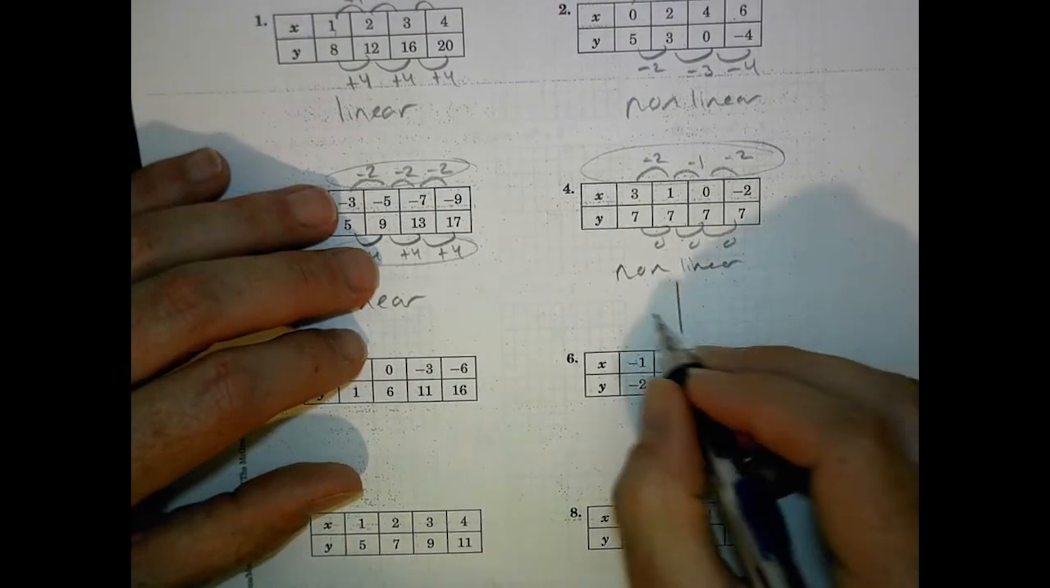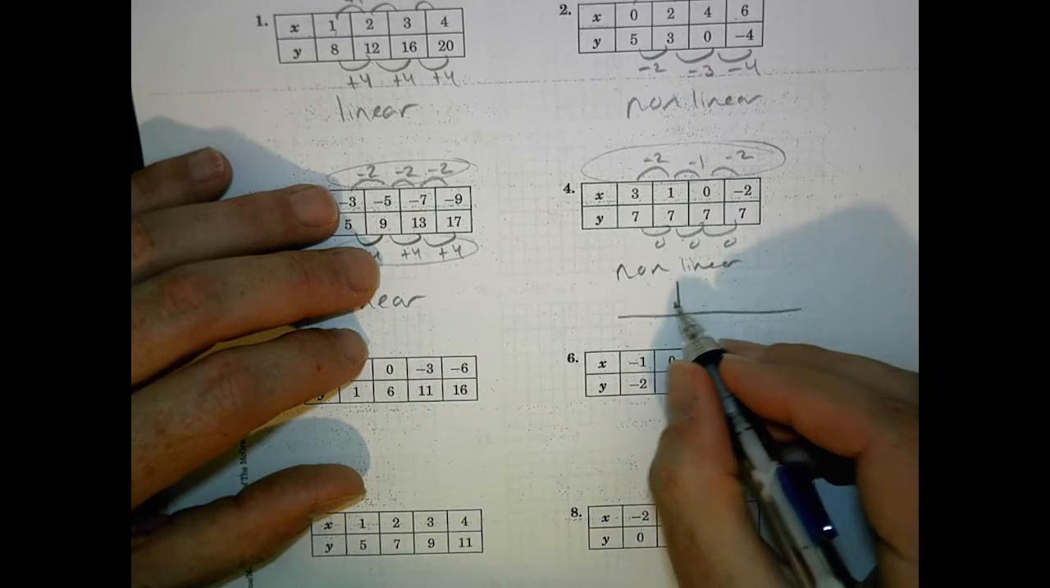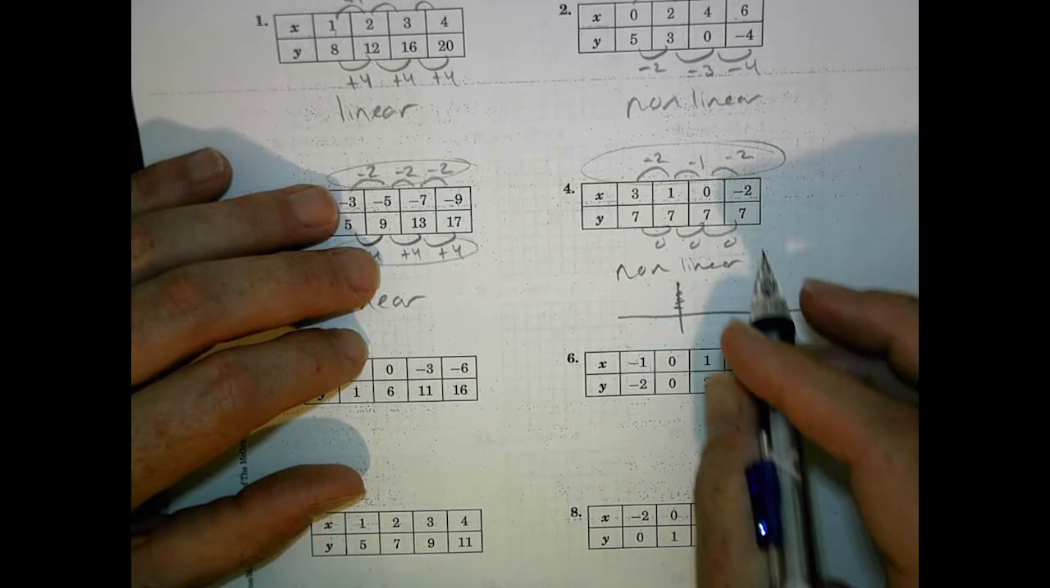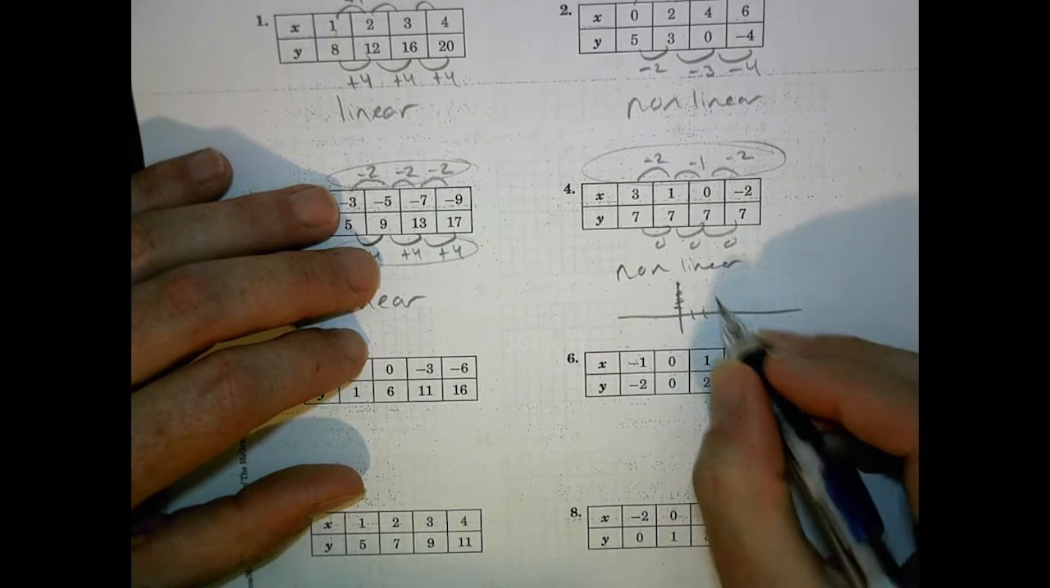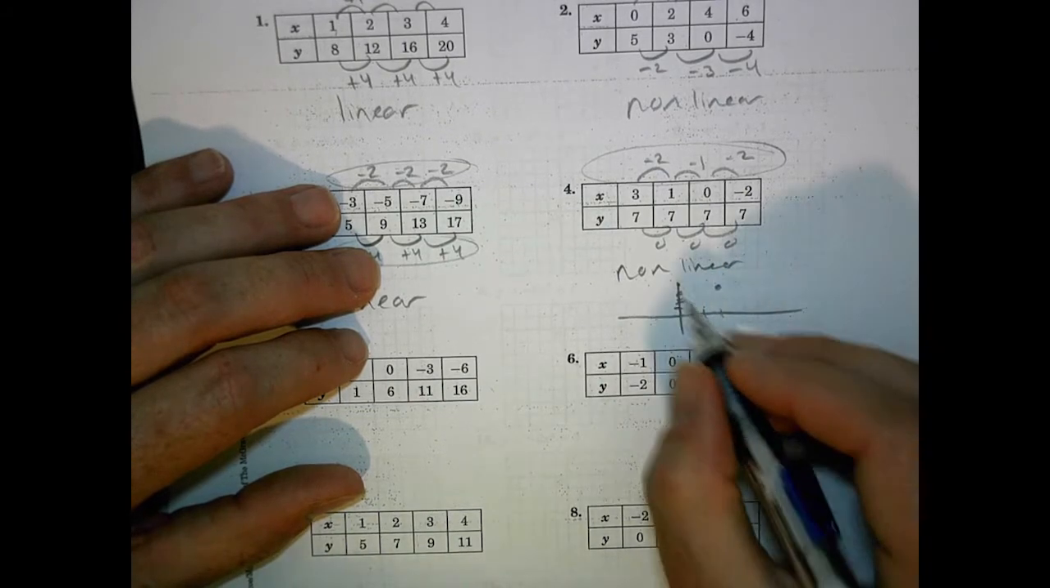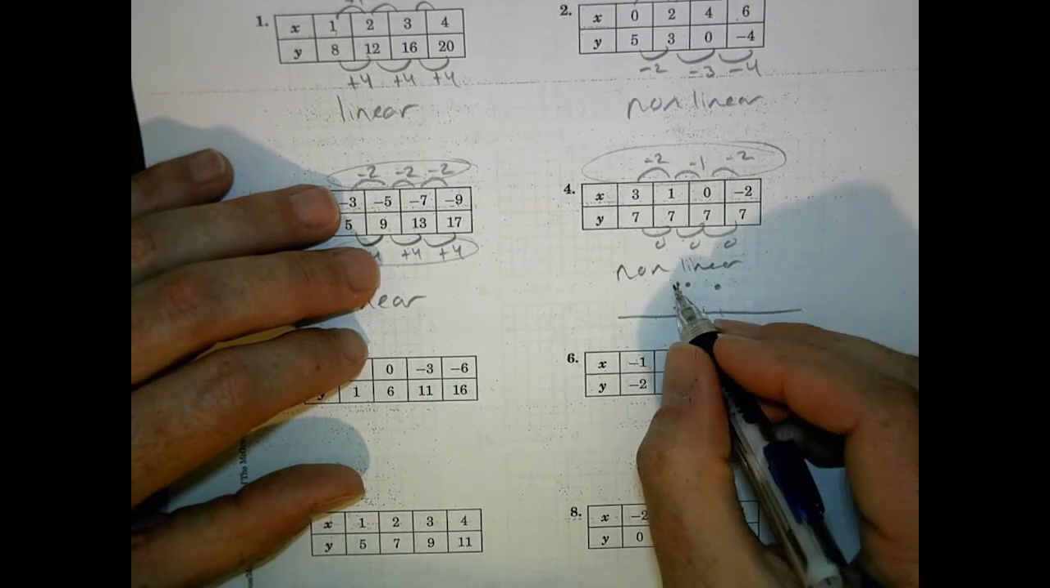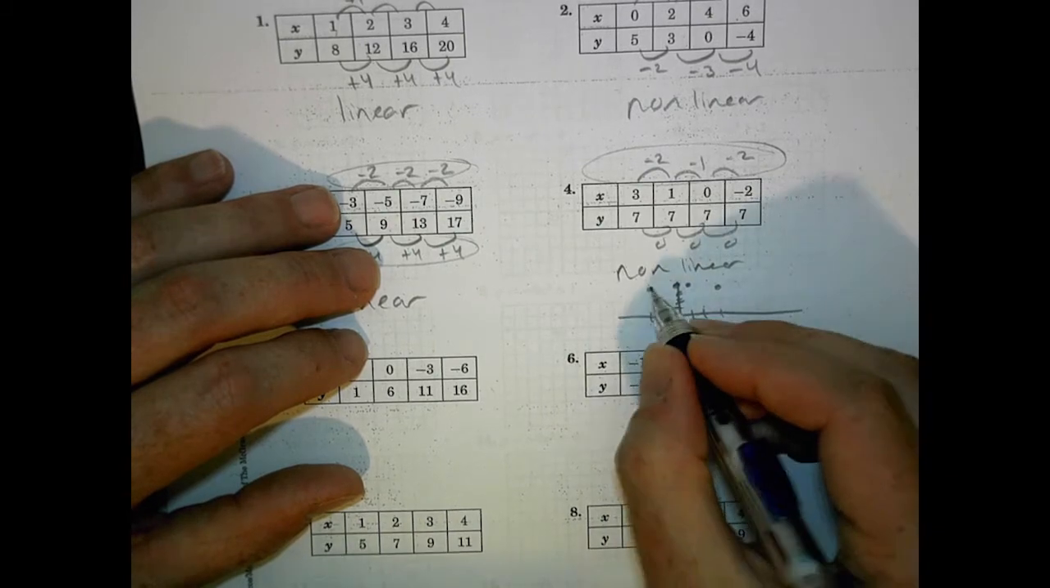What if I graph this one real quick? Alright, so here's a point at 7. Here's 7. So when x is 3, 1, 2, 3, y is 7. When x is 1, y is 7. When x is 0, y is 7. When x is minus 2, y is 7.